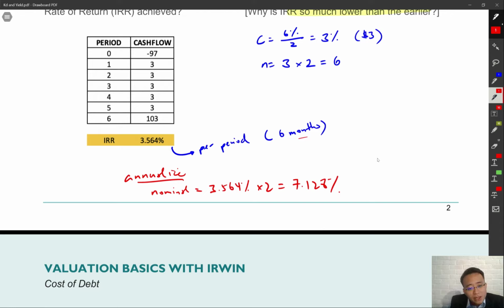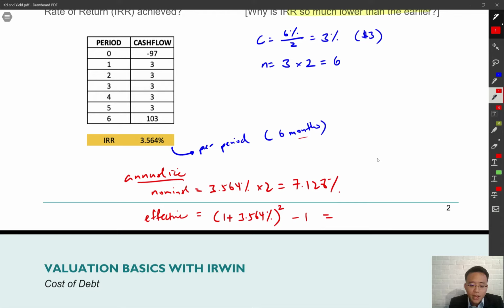Now, if you want the effective way, using compound interest, the effective rate, it would then be 1 plus 3.564%. And you have to put a square here because in 1 year there are 2 periods, so you put a 2 there. Okay? You put a number of periods within a year. 2. That is how you annualize it. Okay? And you just place a simple minus 1 at the end. So you do it like this.